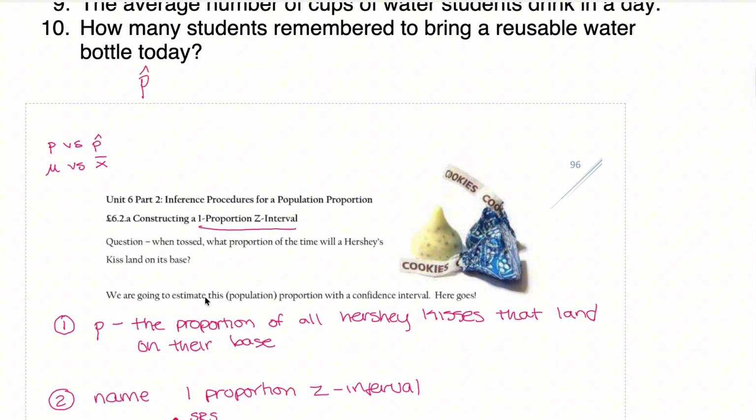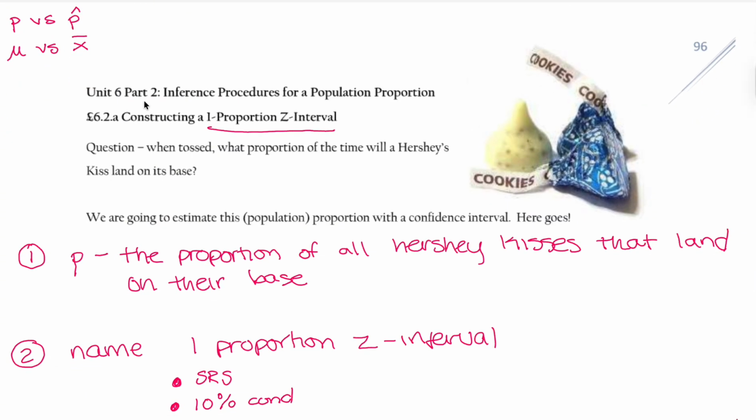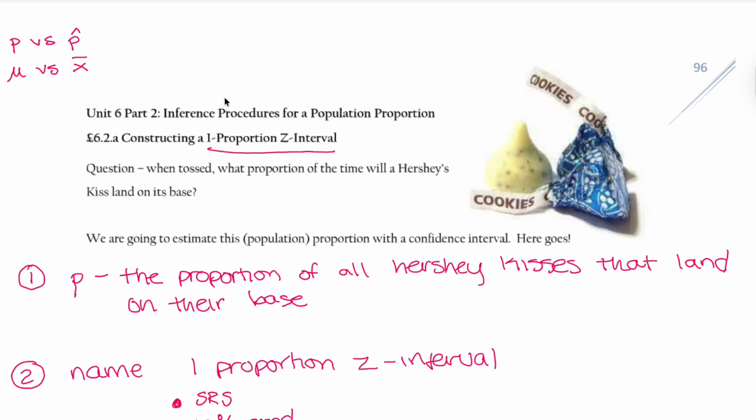Okay, after a little bit of warm up, let's go to the main lesson today. So, Unit 6, Part 2, we're moving on to learn inference procedures for a population proportion. We're first constructing a 1 proportion z interval. And the question is, when tossed, what proportion of the time will a Hershey's Kiss land on its base? This is a fun activity we did in class, but since this is an online video, I cannot really show you how we did it. So I'm just going to give you the data and the procedures to lead you into this topic. Our goal is to estimate this population proportion with a confidence interval.